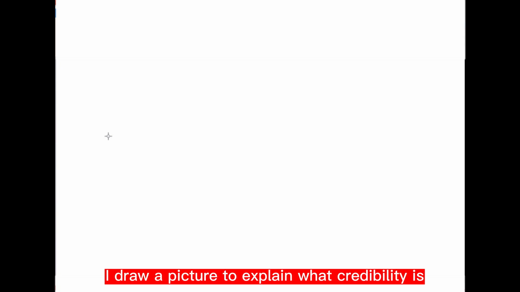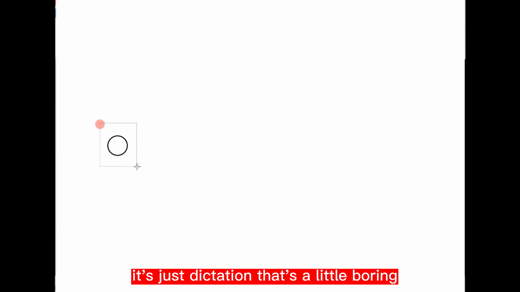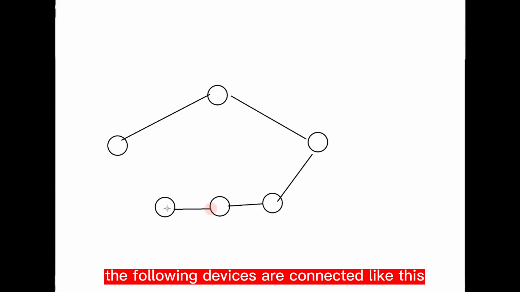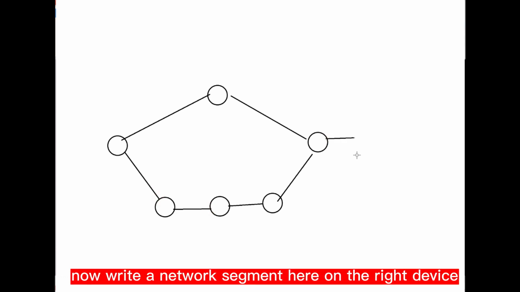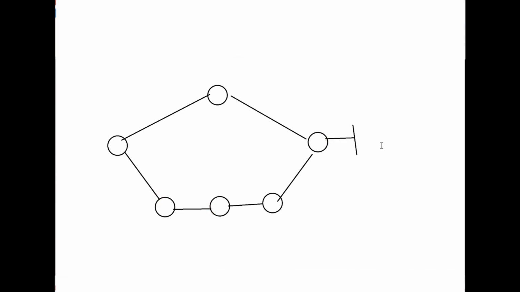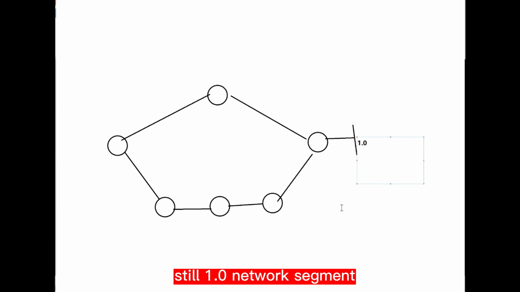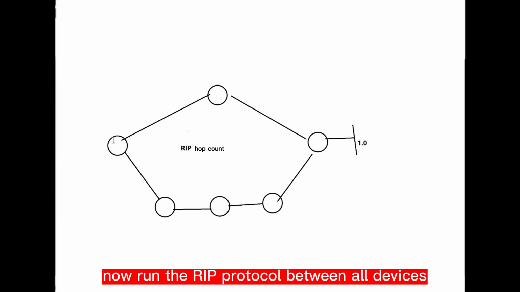I'll draw a picture to explain what credibility is, since just dictation is a little boring. For example, here are several devices. Draw a few more. The devices above are connected like this, and the devices below are connected like this. Now write a network segment here on the right device, still the 1.0 network segment. Now run the RIP protocol between all devices.